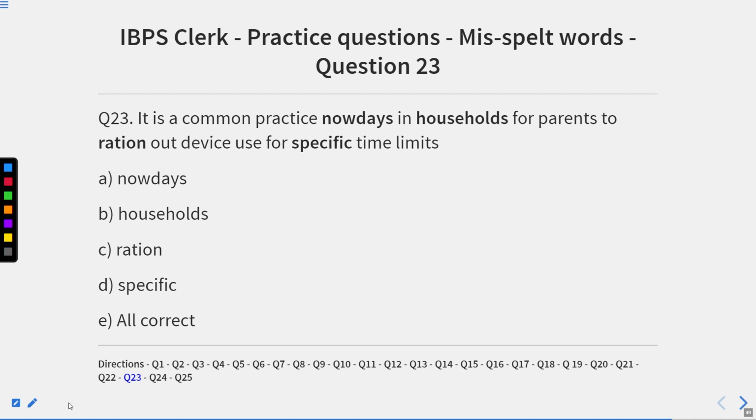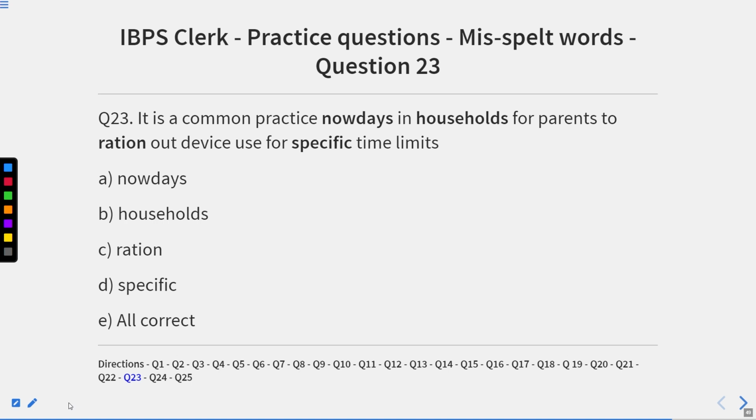This is question number 23. It is a common practice nowadays in households for parents to ration out device use for specific time limits. Now, let us see the spellings of each and every word. First, it is written nowadays. Now, the correct phrase should be nowadays. Households, HOUSE, households, HOLDS, holds, households is absolutely correct. Nowadays, in households for parents to ration out.